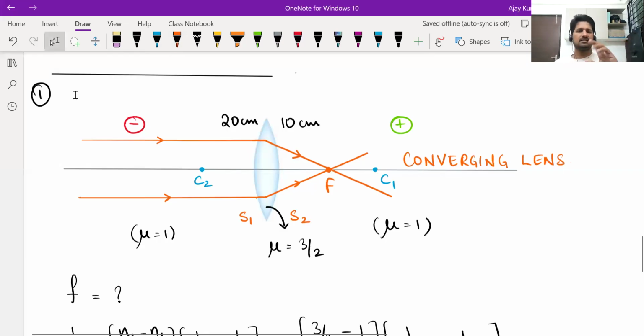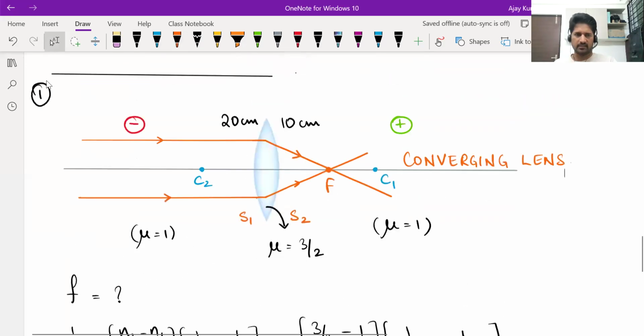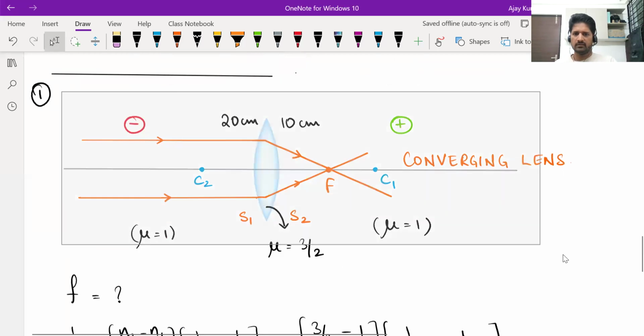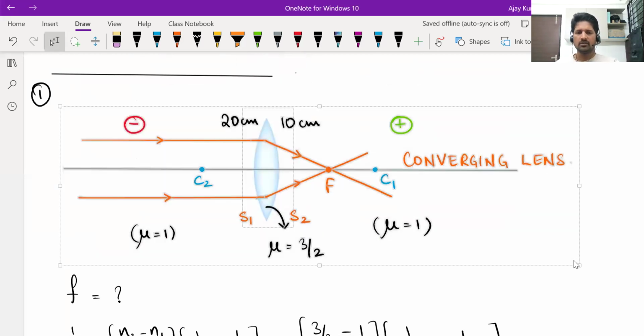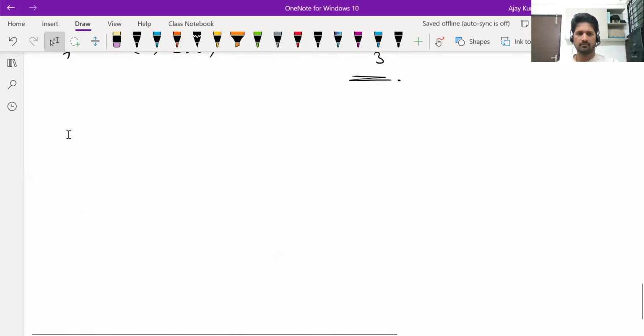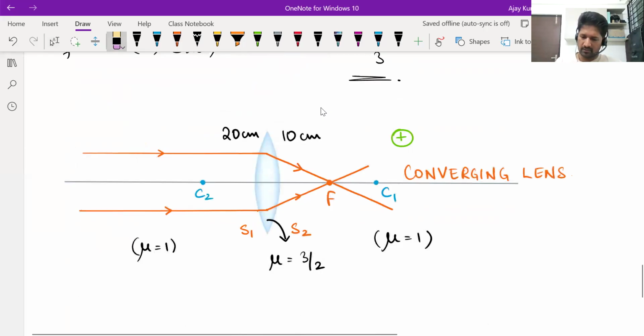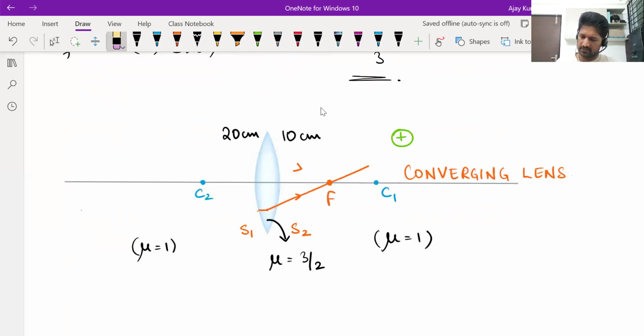Now we assumed rays are incident from the left side. S1 was the first surface, S2 was the second surface. We got focal length as 13.33, 40 by 3 centimeters. Focus was on the right side. Positive focal length. Same situation. What do you think will be the focal length if light is incident from the right side? Any idea? How much do you think the focal length will be if light is incident from the right side? Refractive indices and all are same. Direction of propagation of light is different. And what will the lens behave like?